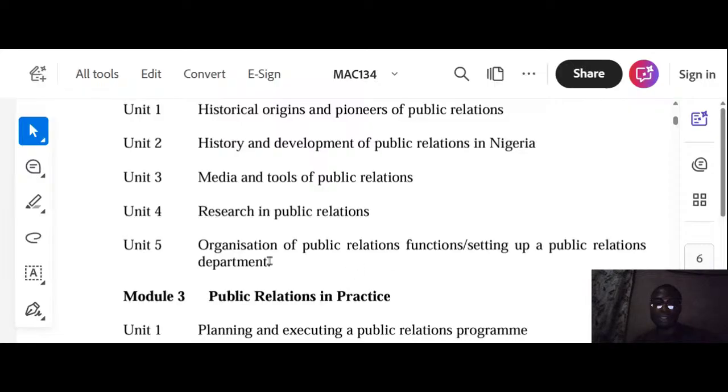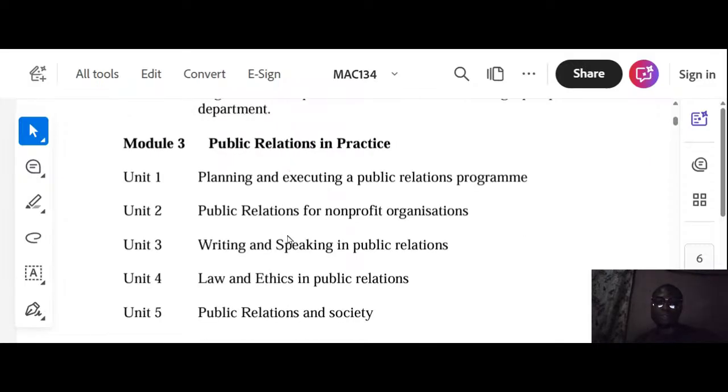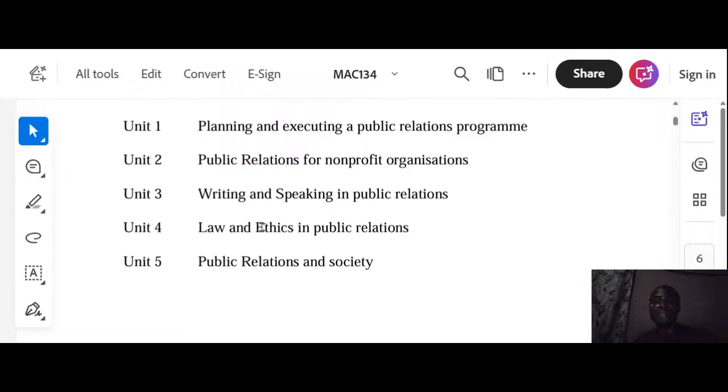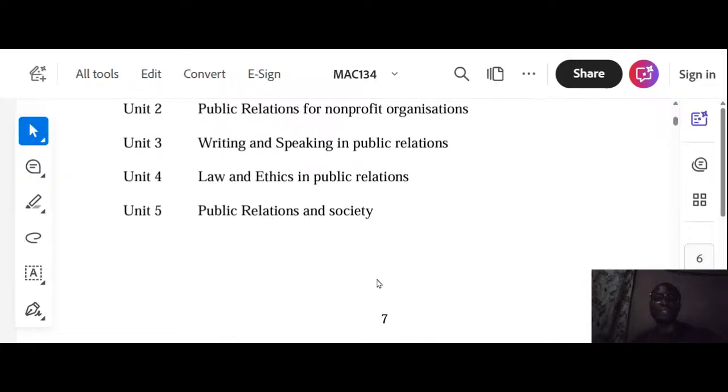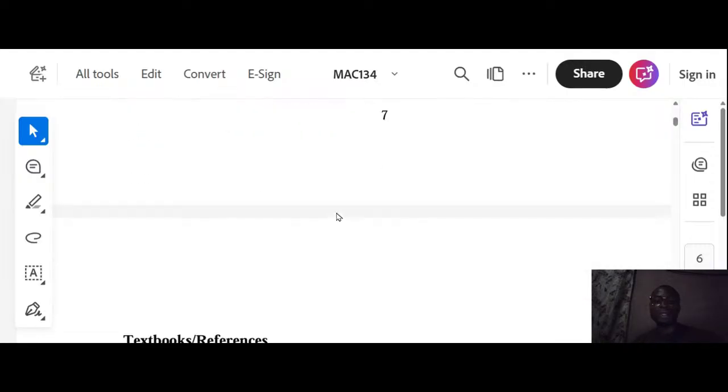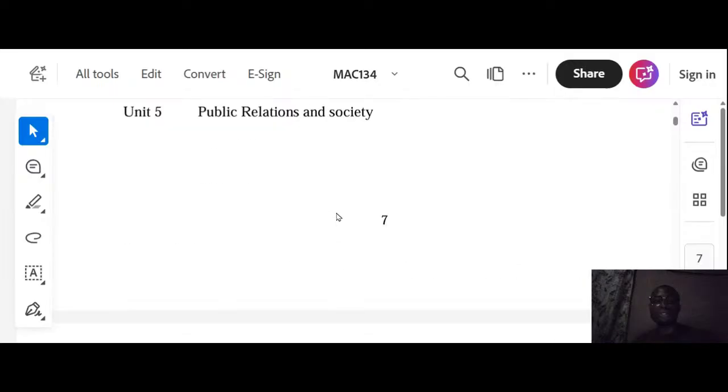So in module 3, we'll talk about public relations in practice. And to achieve that, we will study that under some units. In unit 1, planning and executing a public relation program. Unit 2, public relations for non-profit organizations. In Unit 3, writing and speaking in public relations. Unit 4, law and ethics in public relations. And Unit 5, public relations and society. And then that brings us to the end of the material.